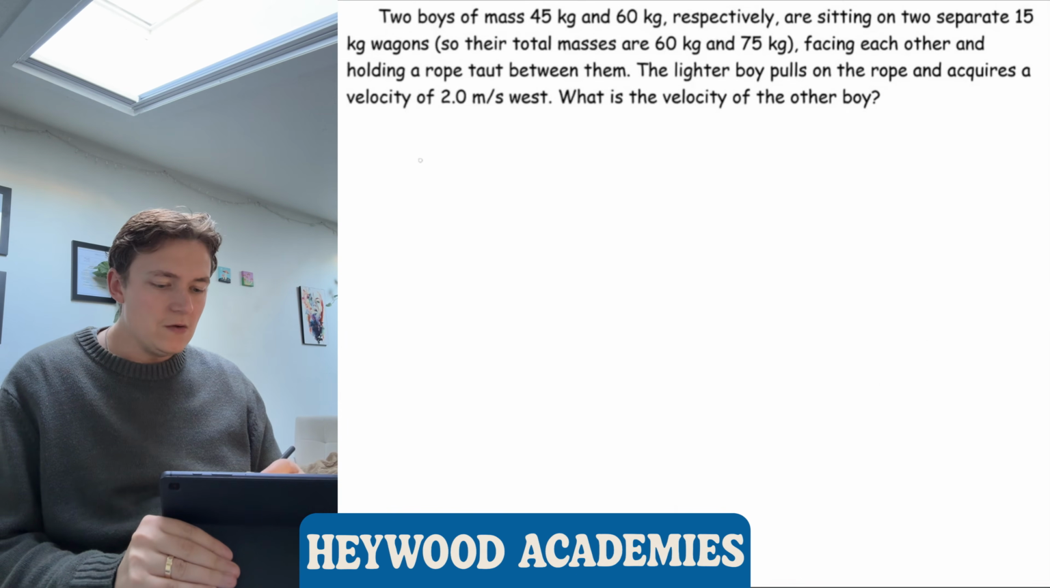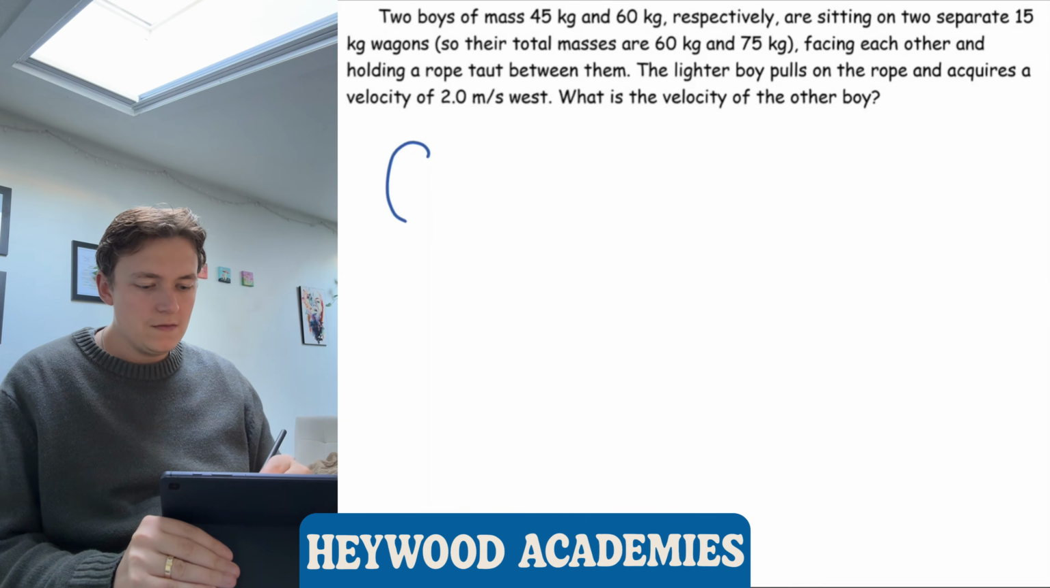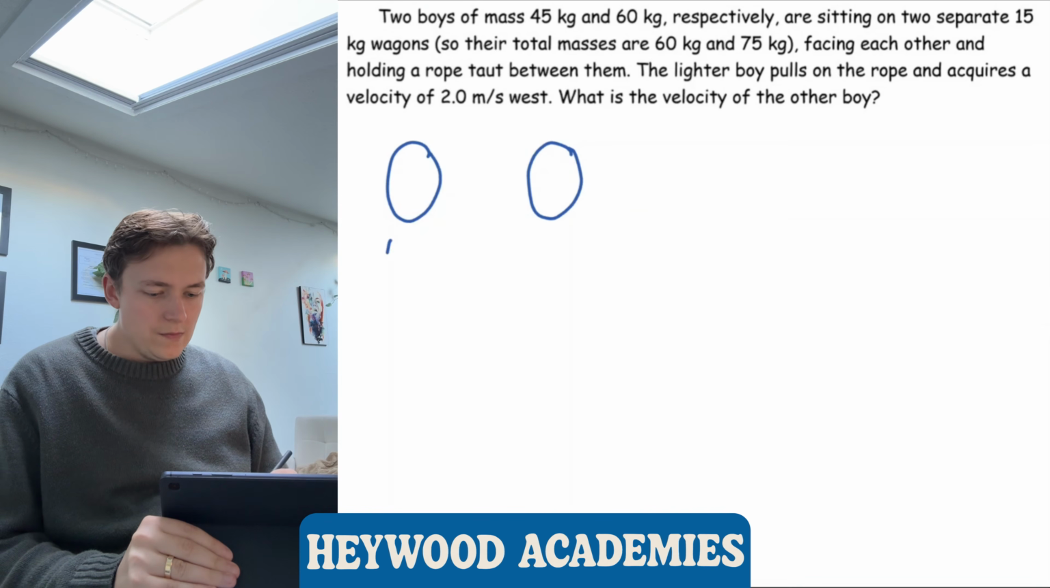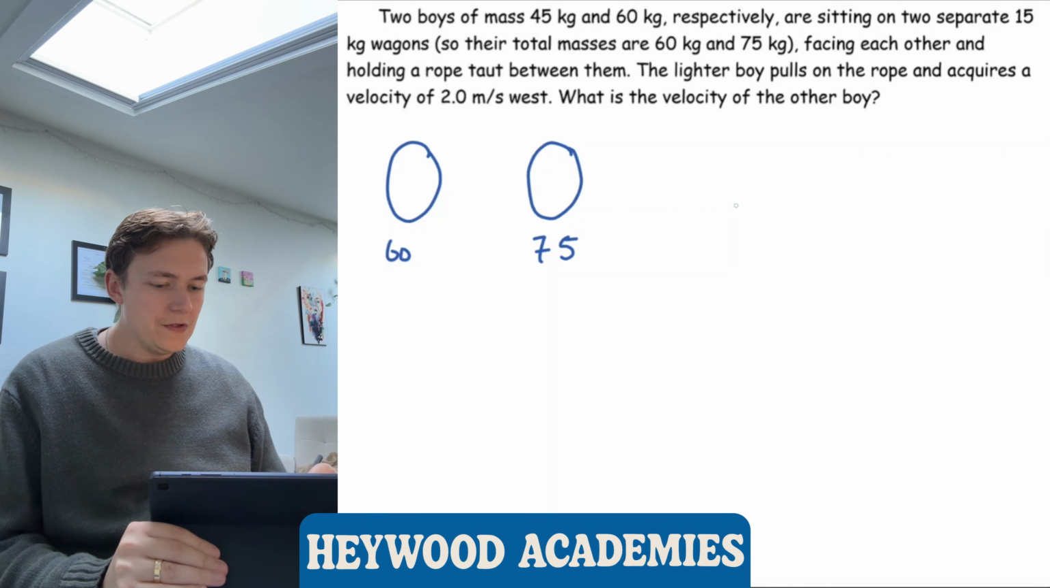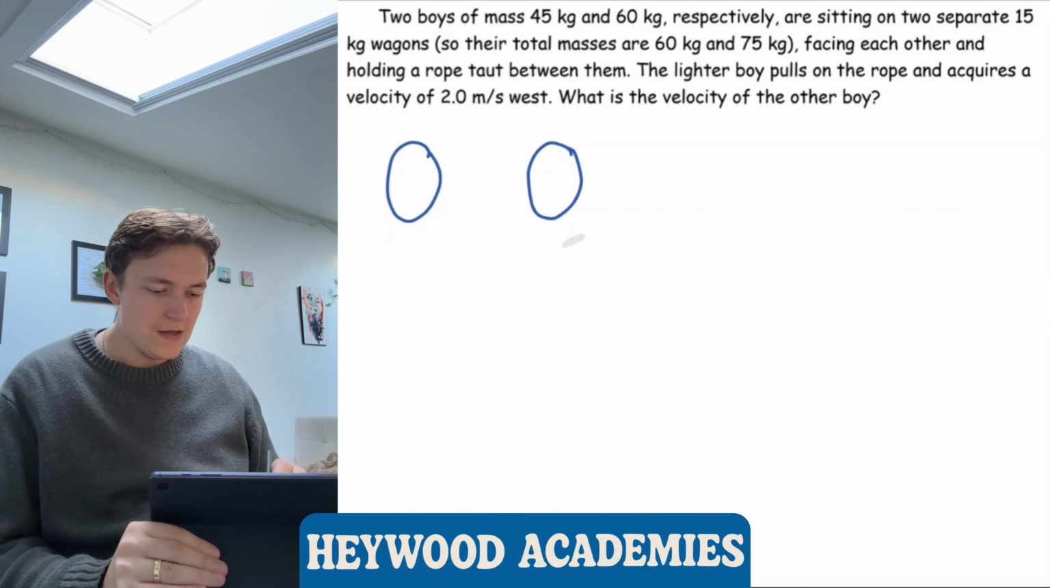So this is another conservation of momentum question. For these, I always like to draw a picture for our initial and our final. So initially, we've got two masses. One of them is 60 kilograms, the other one is 75 kilograms, but neither of them are moving. Then in the final situation, the lighter boy pulls on the rope and gets a velocity of 2.0 meters per second west. Okay, so if they're going west, let me write this the other way, so this will make sense with our directions. So let's put the 75 over here and the 60 over here.